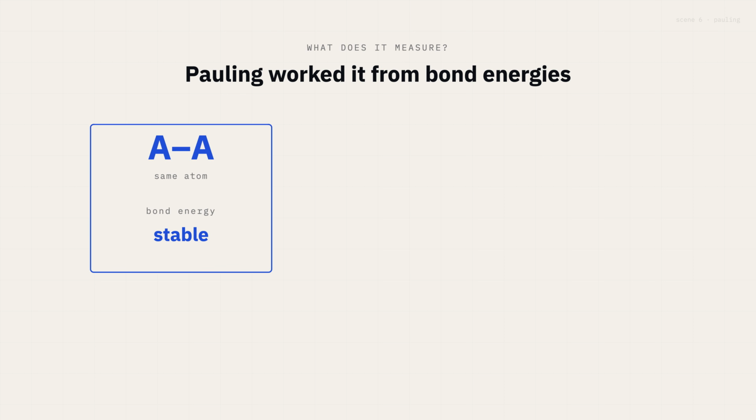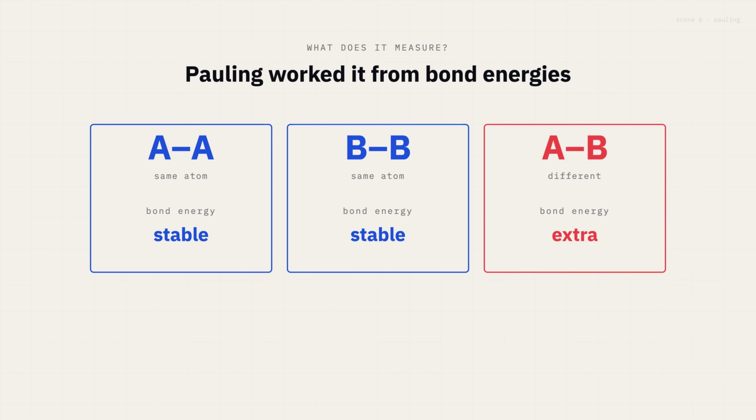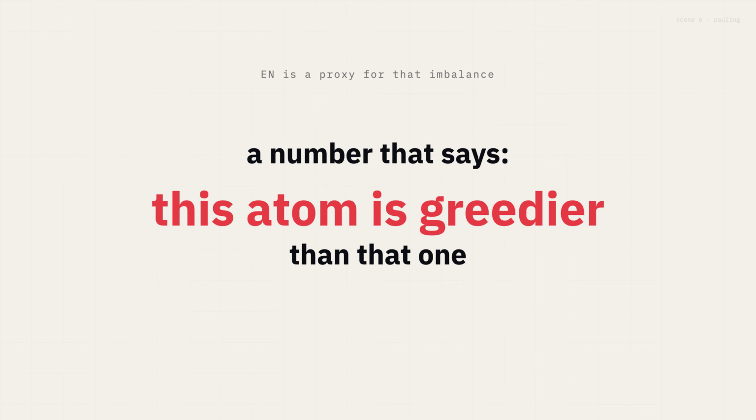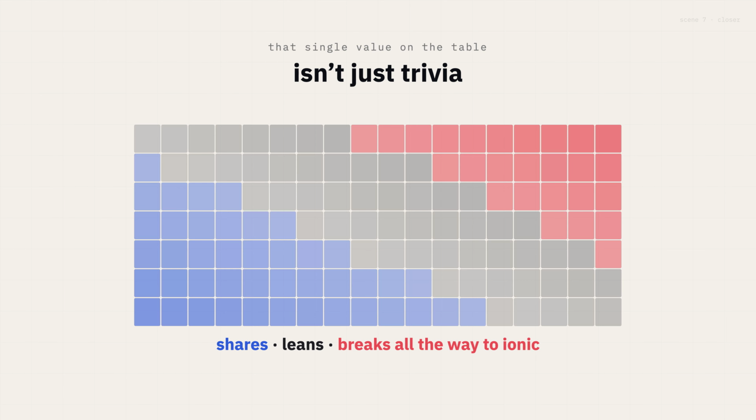Not something you can stick a meter into. Pauling worked it out from bond energies, how much extra stability you get when two different atoms bond versus when they bond to themselves. Electronegativity is basically a proxy for that imbalance, a number that says this atom is greedier than that one. So that single value on the periodic table isn't just trivia. It tells you whether a bond shares, leans, or breaks all the way to ionic.